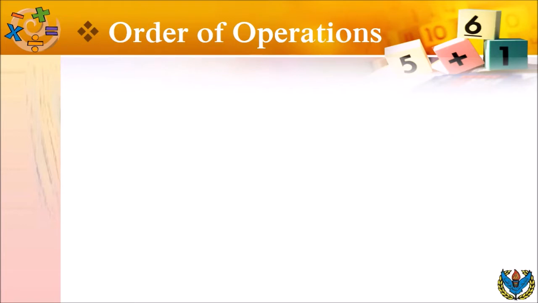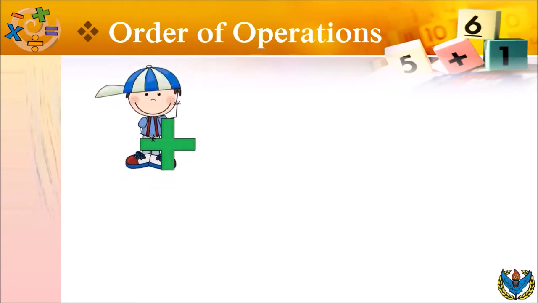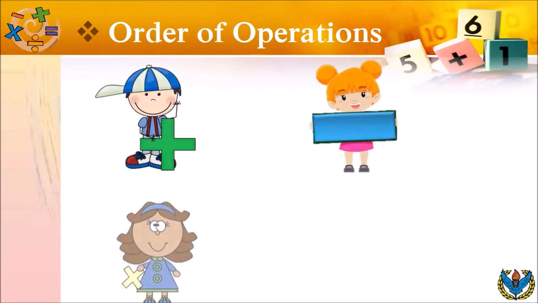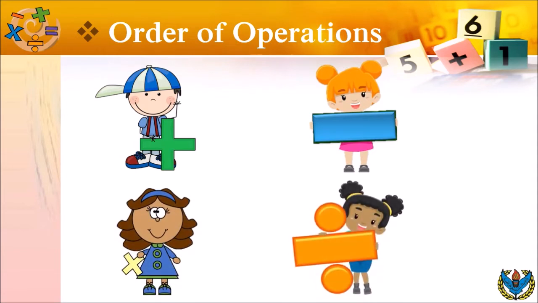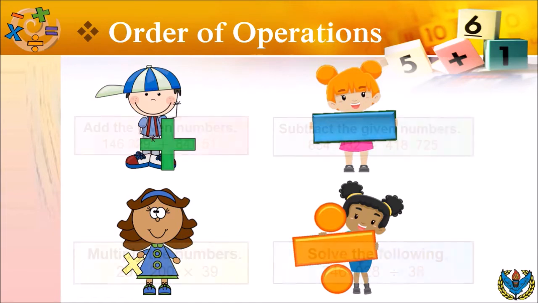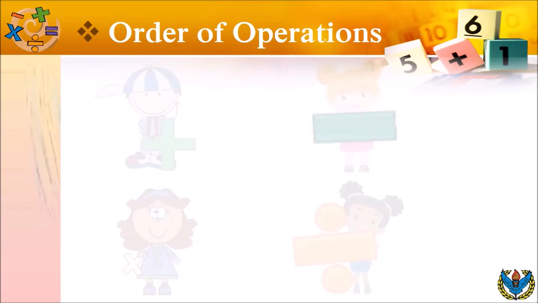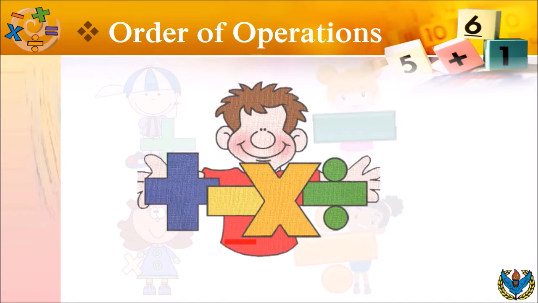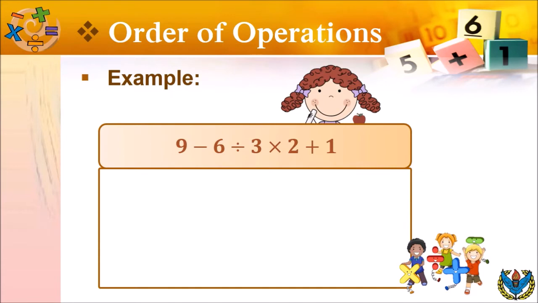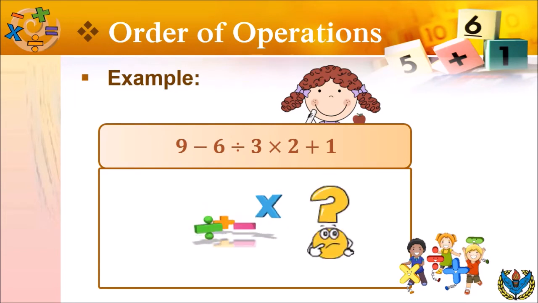Order of operations. We know how to add, subtract, multiply and divide using very big numbers. But so far we have been doing only one of these 4 operations in one problem. But sometimes we use 2 or more of the 4 operations in a sum. Look at this question. We need to carry out all 4 operations to solve this problem. But in what order should we proceed?